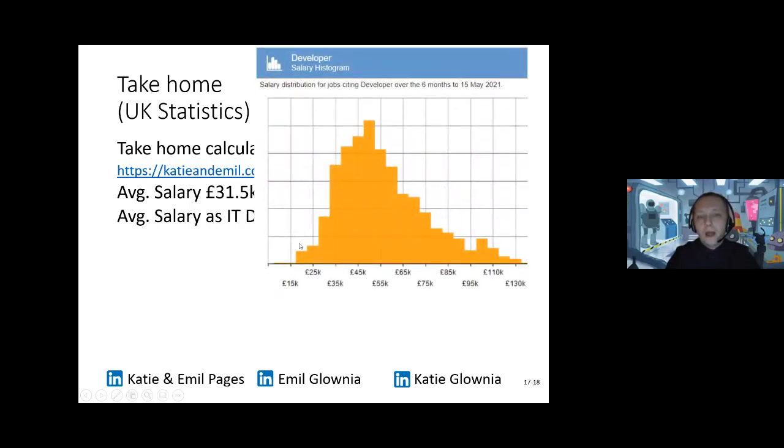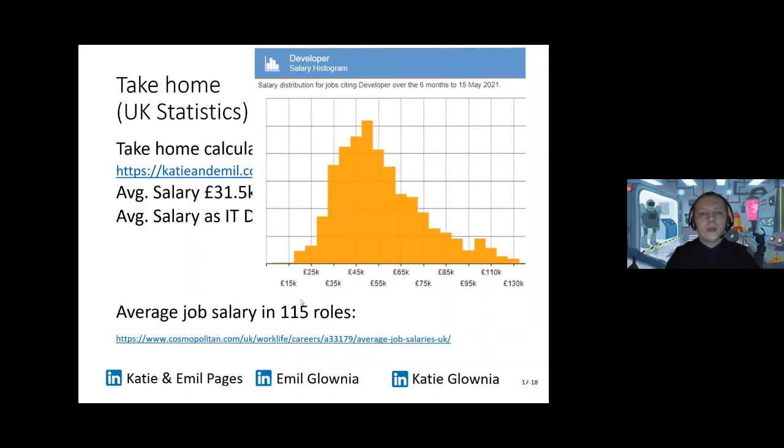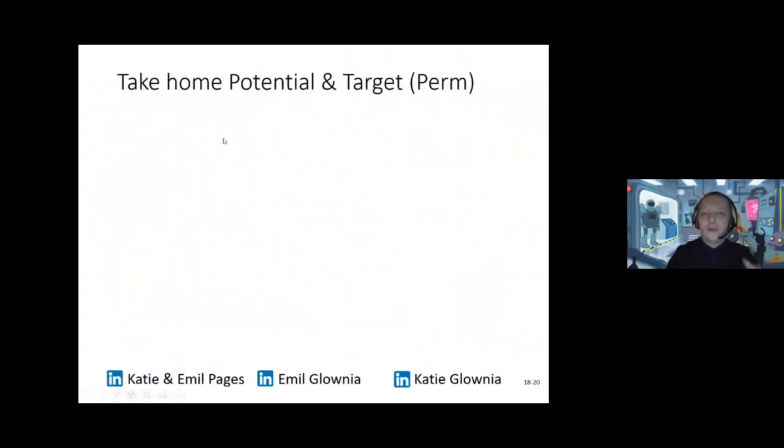So that's the histogram of the salary distribution. It's a good idea to analyze from a take-home perspective. One of the easiest ways to become financially free is to see if you have reached your potential in your earnings. And I've also included average job salary in 150 different roles in here. So for the dashboard, I recommend to look at what the potential is, what the market offers for permanent roles or contracts, and then work out your target and your potential over here, which will just give you something to think about if you haven't reached the full potential.